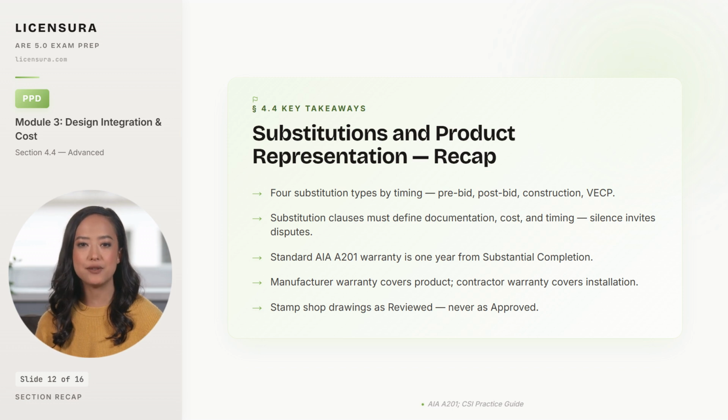Manufacturer warranties cover the product, while contractor warranties cover the installation, and a failure can trigger one or both depending on root cause. And finally, stamp shop drawings as reviewed, or no exceptions taken, never as approved, because the word approved transfers means and methods liability back to the architect, and the architect's professional liability policy was never priced for that transfer.